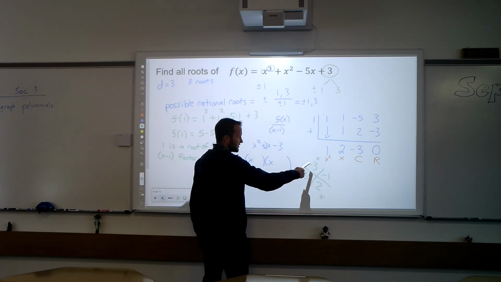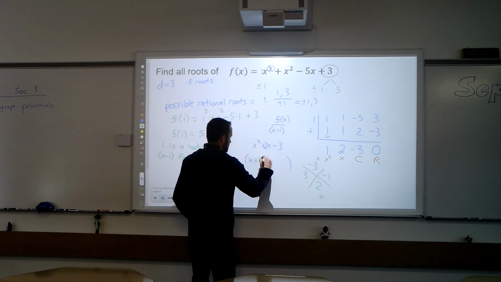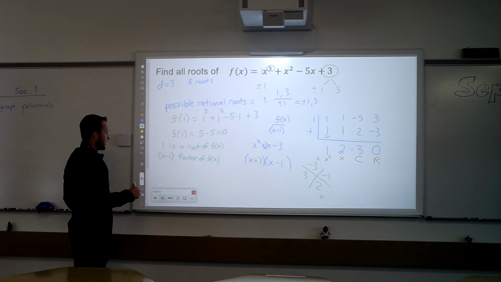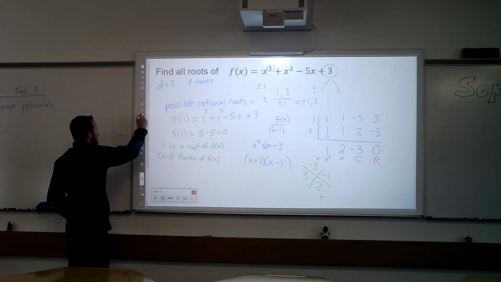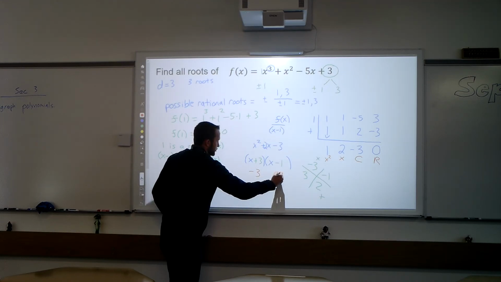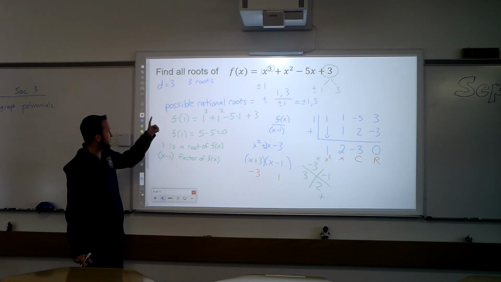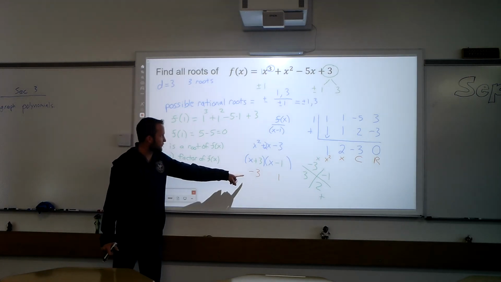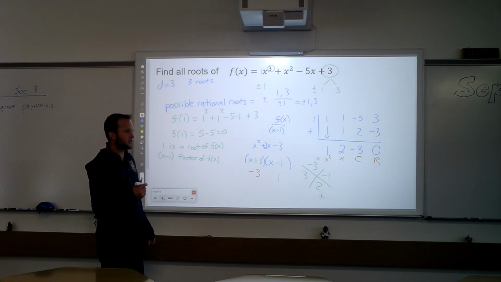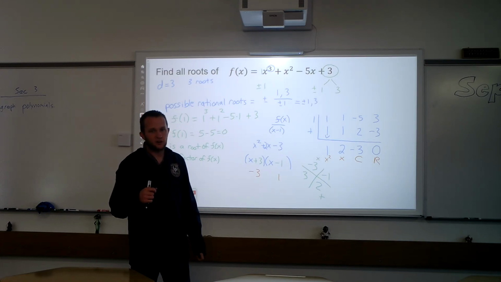3 times negative 1 is negative 3. 3 minus 1 is 2. So if we do plus 3, and then minus 1, then we're going to get our answers there. Now, that tells us that we get a root of negative 3 and a root of 1. And so now we have all of our roots. We have a root at negative 3. We have a root at 1. And then we also have another root at 1. So that means we used 1 twice. We're going to hit the pause button there, and I'll come do the other example.